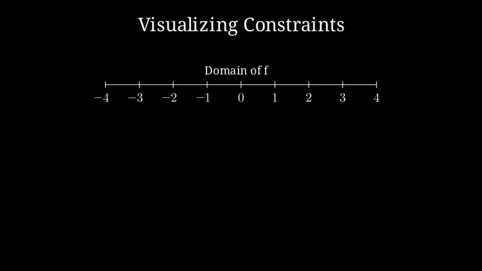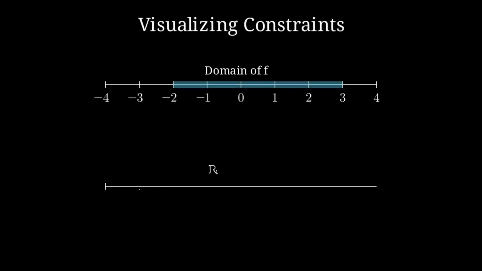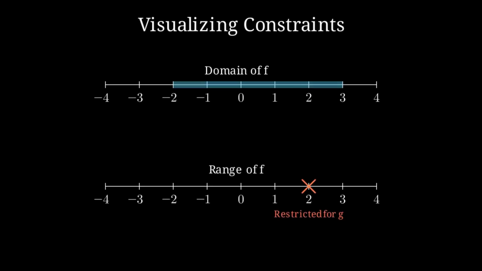To find the domain of a composite function, we look for the intersection of constraints. We must exclude any x values that make the first function undefined, and any x values that produce an output that the second function cannot handle.